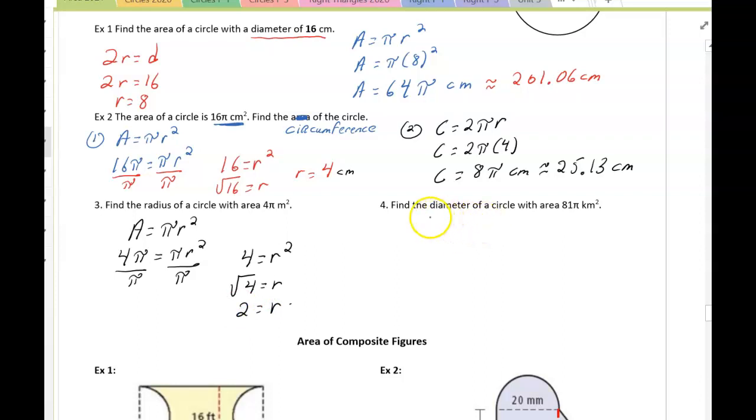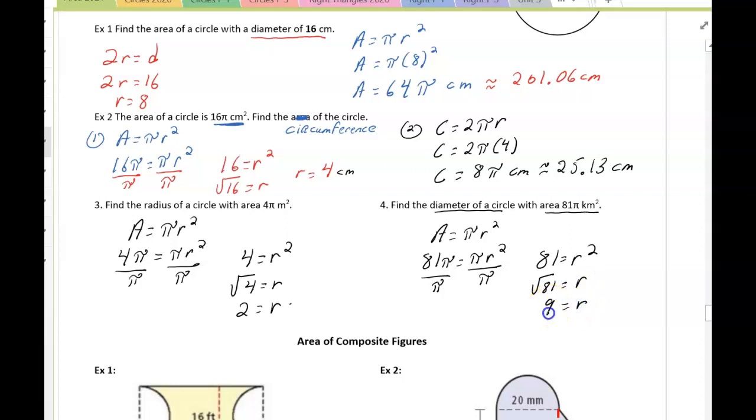In problem number 4, find the diameter of a circle with area 81 pi kilometers squared. So area is again pi r squared. So 81 pi is equal to pi r squared. Divide by pi. 81 is equal to r squared. Square root of 81 is equal to r. So the radius is 9. However, the diameter is twice the radius. So the diameter is 2 times 9, which is 18 kilometers.